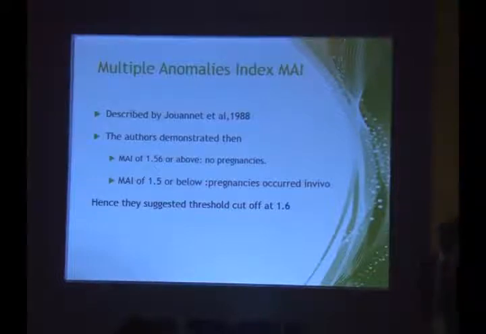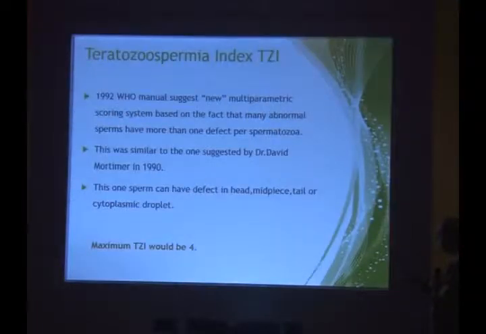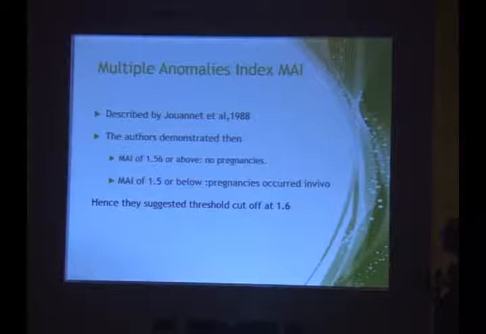So there was something called the multiple anomaly index. It had only 3 classifications: abnormalities of head, midpiece and tail. So the maximum score would be 3. And if your score exceeded 1.56, they saw that there was not a single pregnancy. So you can see that in spite of normal count and motility, if this was abnormal and if the multiple anomaly index was 1.5, pregnancies occurred. So they just suggested a cutoff of 1.6. At that time, the WHO manual was not talking about the multiple anomaly index. So this came in 1988.